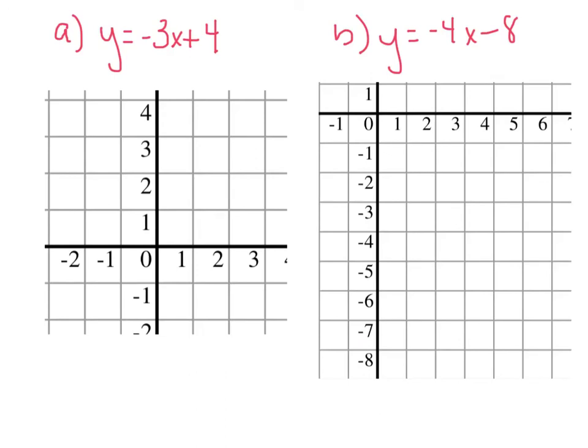So here is letter A. Y equals negative 3x plus 4. The first thing we want to do with everything is identify your m and b. But make sure your equation is solved for y. Here it is. It is solved for y. So your m would be negative 3, and your b is 4.